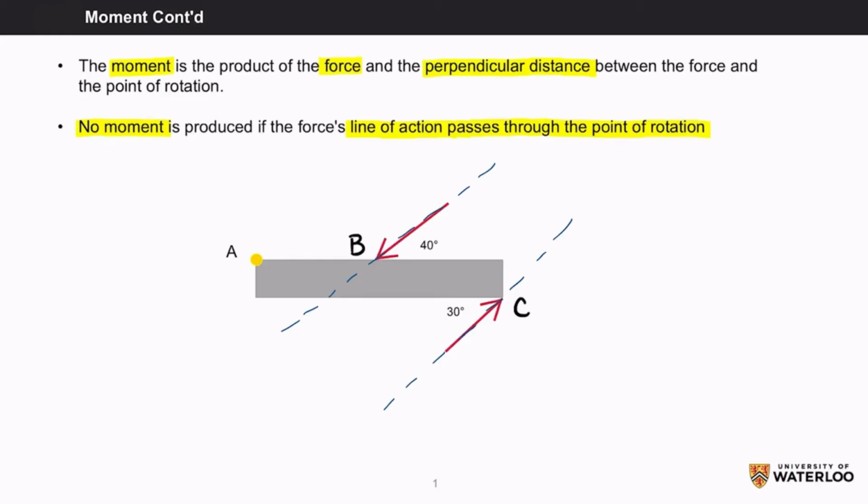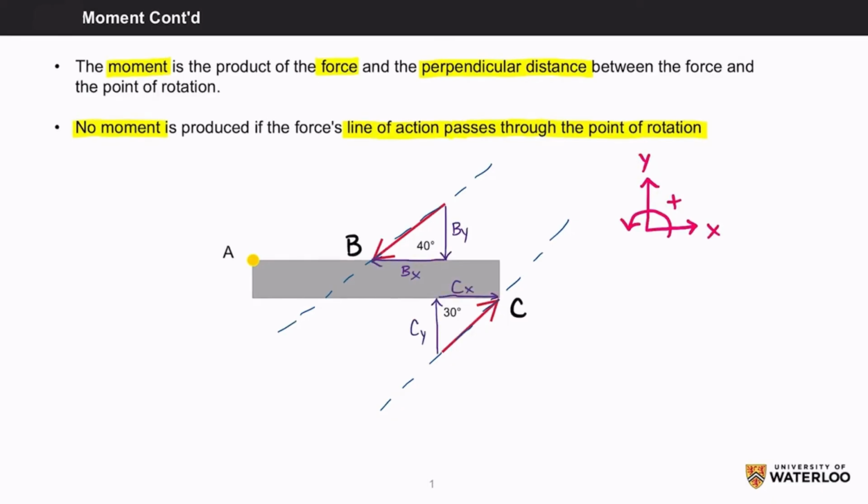Before we begin, we should always establish our coordinate system first, with right, up, and counterclockwise as our positive direction. Then we can draw the x and y components for each force. When drawing the line of action of each component, we can see that Cx, Cy, and By do not pass through point A. However, the line of action of Bx does pass through point A, which means that Cx, Cy, and By will create a moment about point A, but Bx will not.